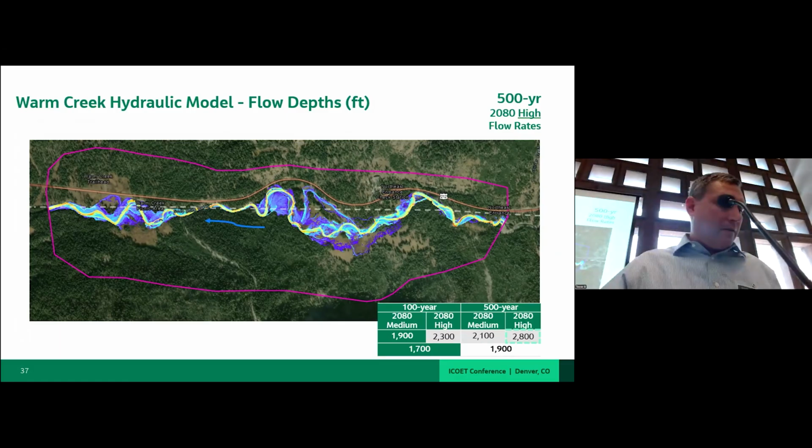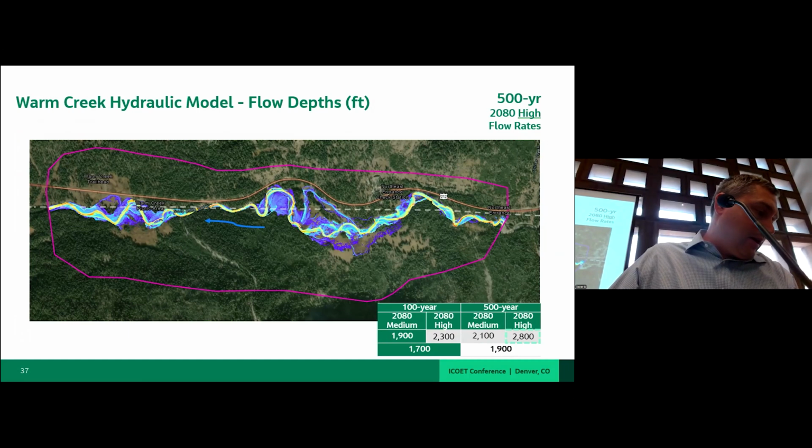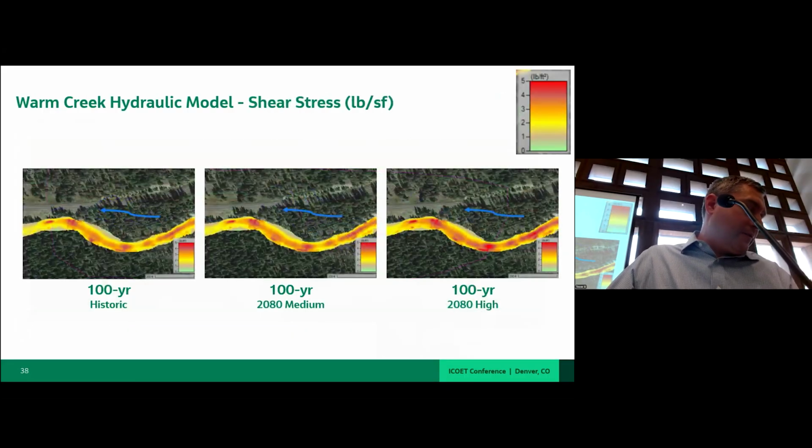However, we noticed that there are increases in velocities and shear stresses as a result of these increased flows. And so I'm going to highlight the shear stress changes for the Warm Creek area, looking at this reach where the creek is very close to the Northeast Entrance Road. So focusing on shear stress, I'll just point out that for all of these results, we're going to show maximum values here is 5 pounds per foot square.